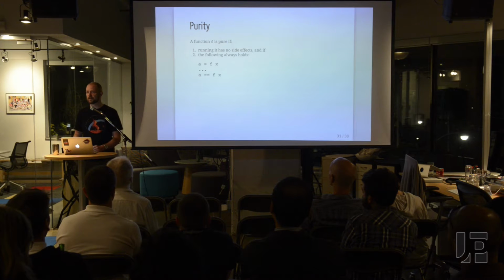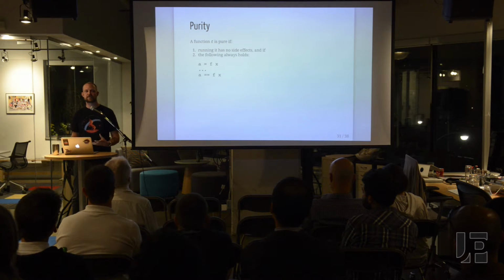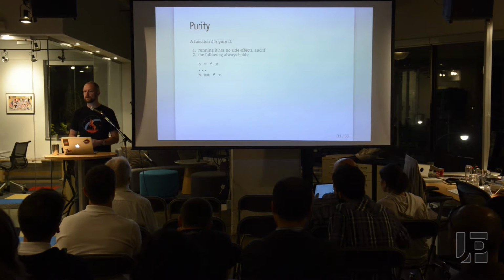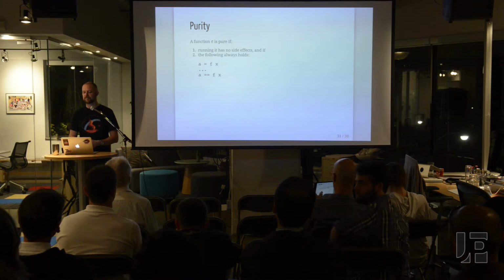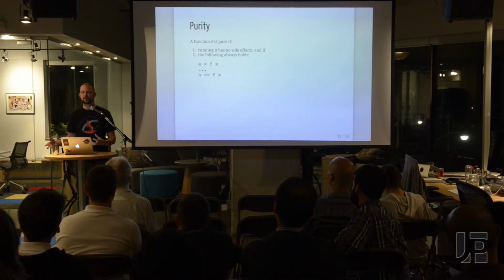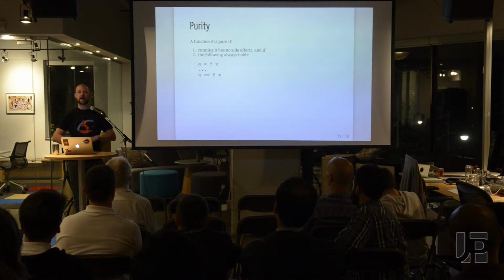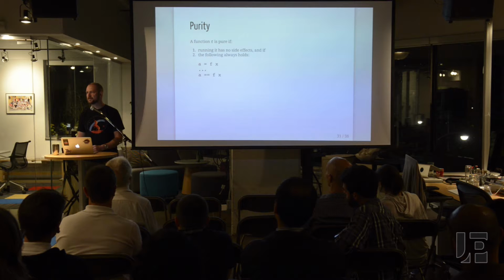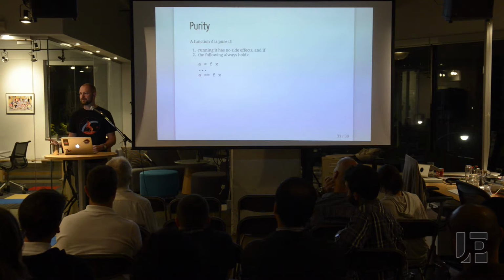I have to talk about purity. This is something that you might have heard of, this idea of functional purity. Very specifically, a function is pure if running it has no side effects and if the following always holds. Let's say I run this function with some input x. I have my function f, I have something x, and I call f of x, and I get a value back. Now, at any time in the future, if I run f at x again, I'm guaranteed to get the exact same result back. If I can make that guarantee all the time in my language, then I have a functionally pure language.